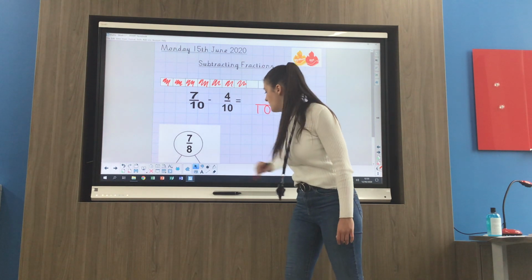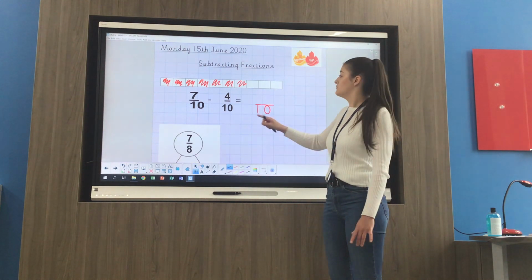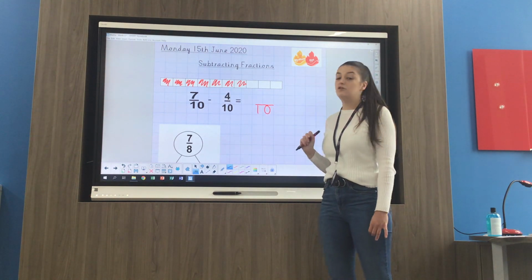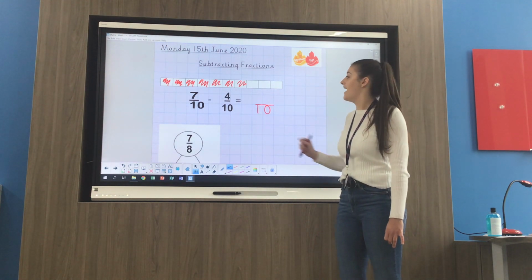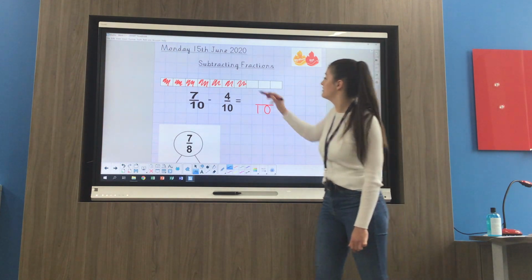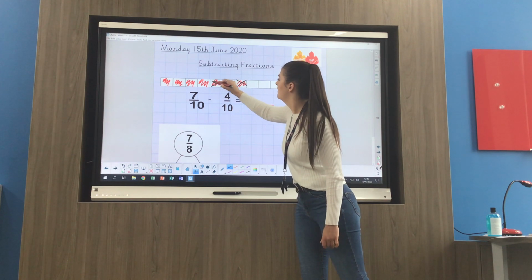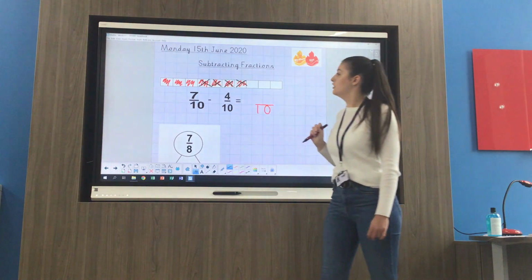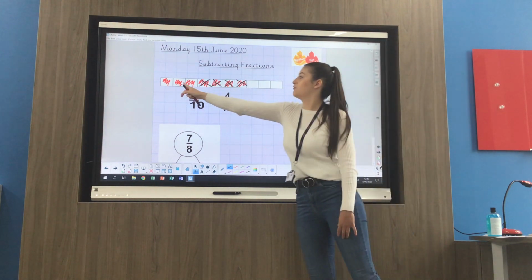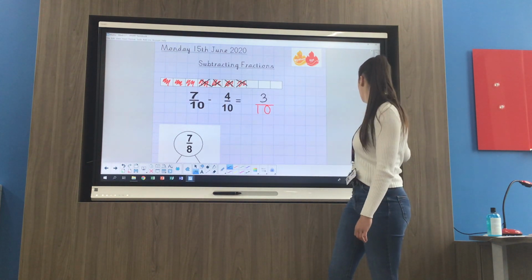And if I just change my pen colour, I'm taking away, okay? So I'm subtracting my numerators. So I've got 7 there, I'm taking away, subtracting 4. So I need to cross off 4. 1, 2, 3, 4. And if you have a look, you can see we've got 3/10 left, okay?